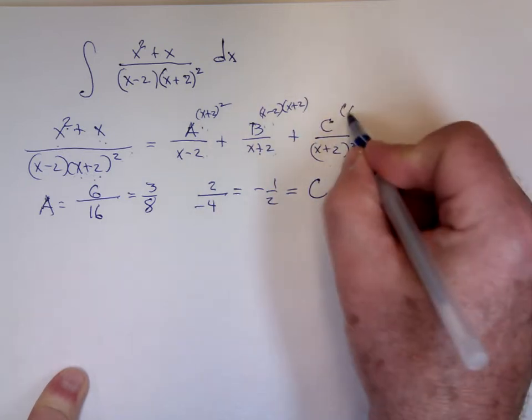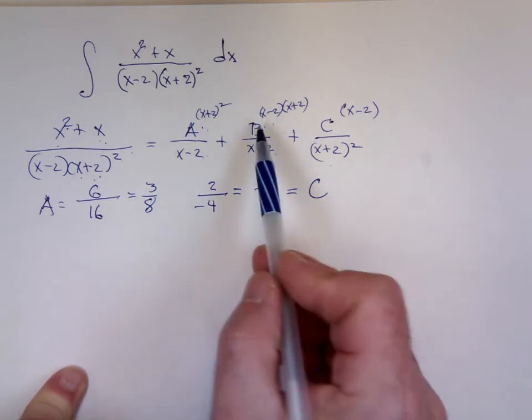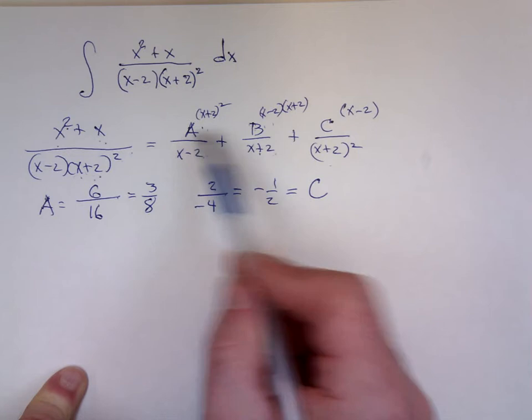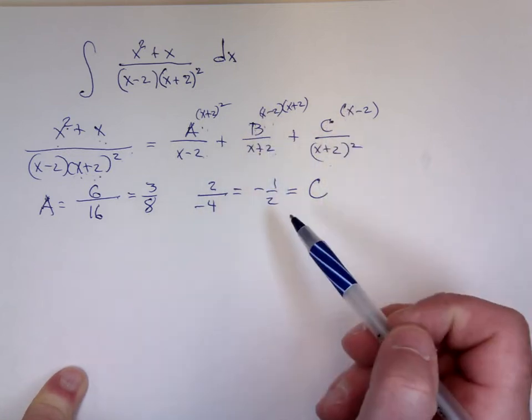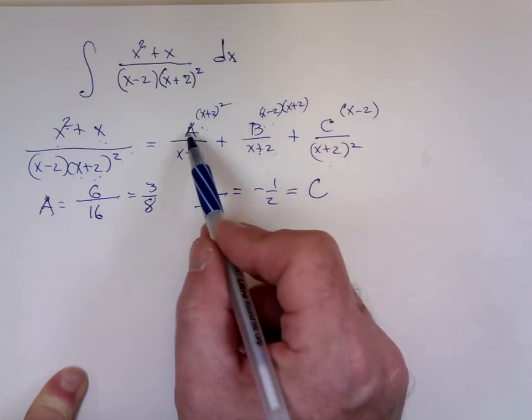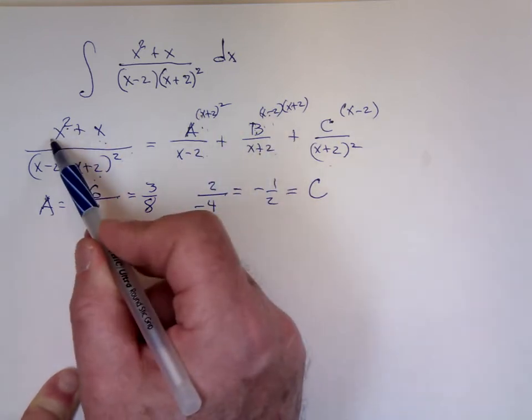I'm going to look at the x squares. Could you look at the x's? Sure. Could you look at the constants? Sure. The only reason I'm looking at x squares is because it's very simple to see that I've got a plus b of the x squares. I don't have any x squares here. So it's the easiest one to do. A plus b x squared here, I have 1 x squared over here. That tells me that a plus b is equal to 1.